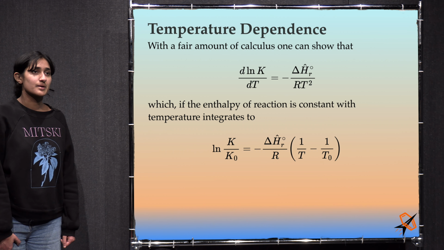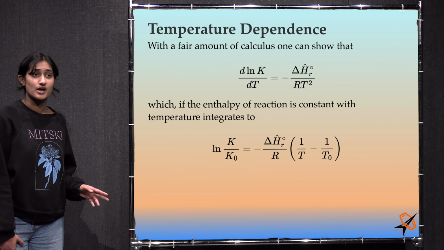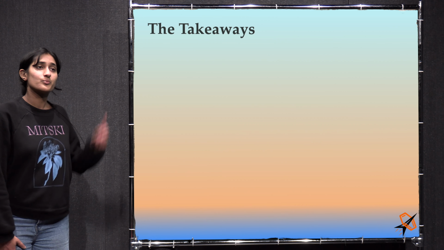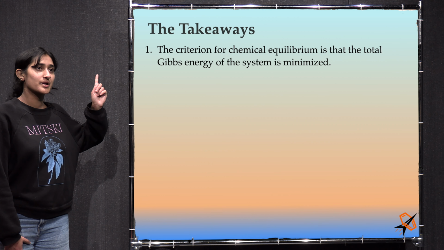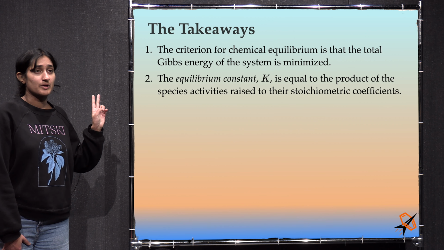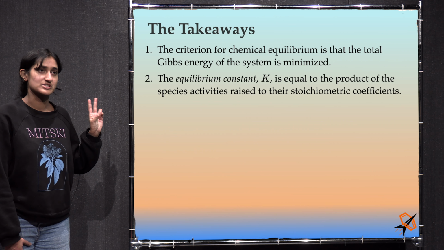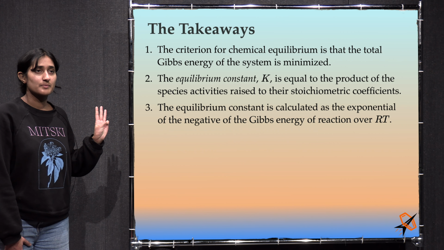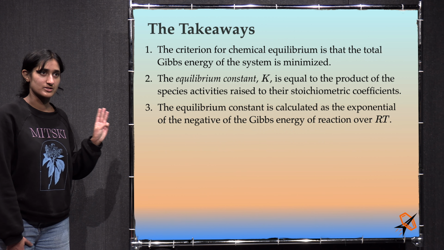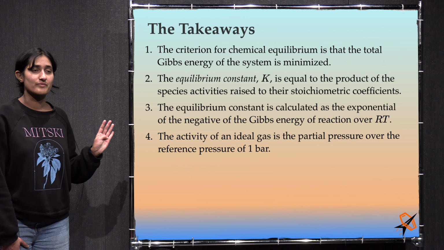React but Maintain Your Equilibrium Part 2 gives an example of applying these principles to a mixture of carbon monoxide, carbon dioxide, and oxygen. The takeaways from this video are: 1. The criterion for chemical equilibrium is that the total Gibbs energy of the system is minimized. 2. The equilibrium constant K is equal to the product of the species' activities raised to their stoichiometric coefficients. 3. The equilibrium constant is calculated as the exponential of the negative of the Gibbs energy of reaction over RT. 4. The activity of an ideal gas is the partial pressure over the reference pressure of 1 bar.